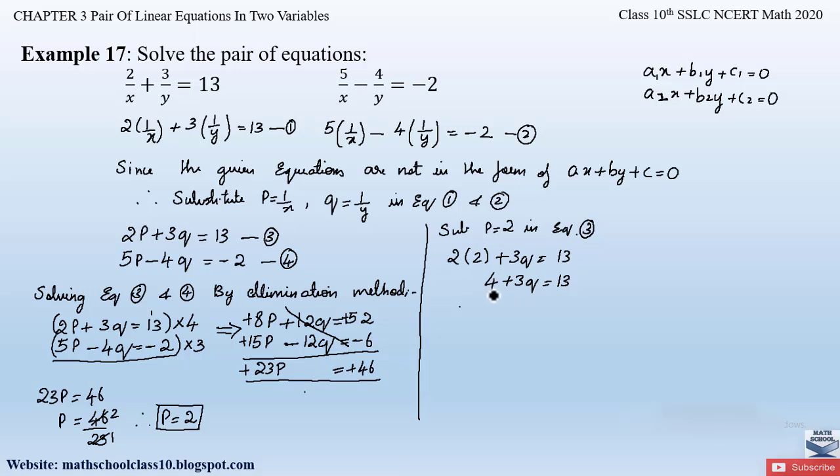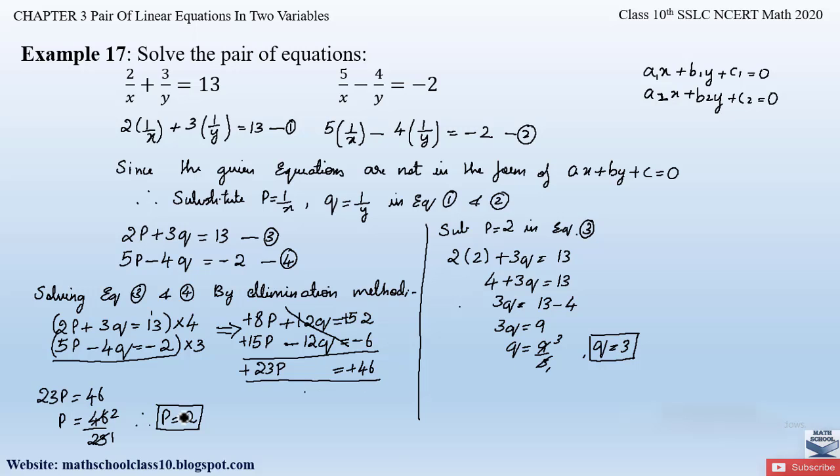Sending this 4 to right hand side, we get 3q is equal to 13 minus 4, that is equal to 9. So 3q equal to 9, or q equal to 9 by 3. 1 times 3 times is 9. So we got q value equal to 3, right? So we got p as 2 and q value as 3.